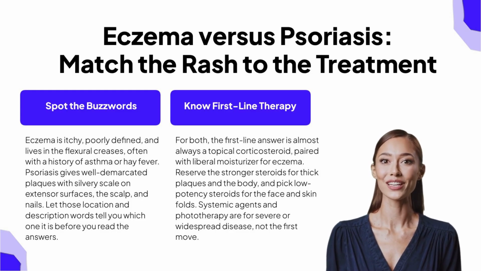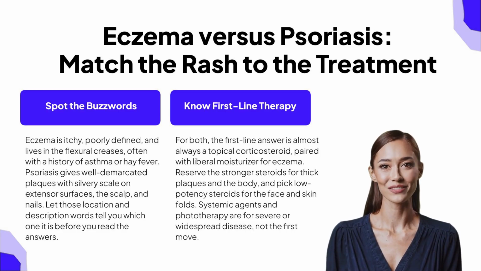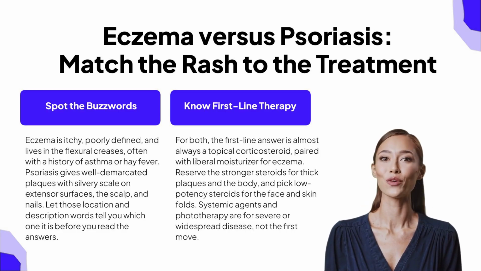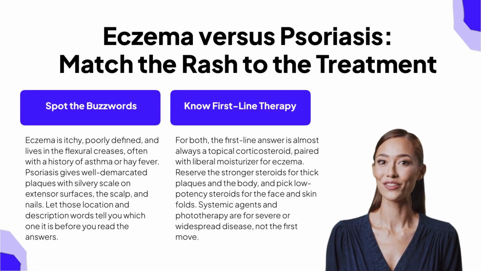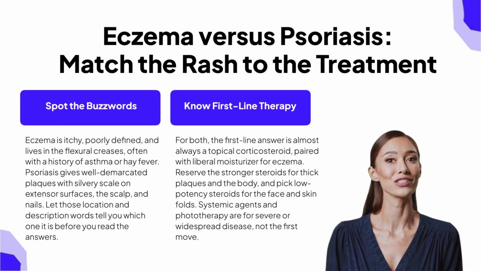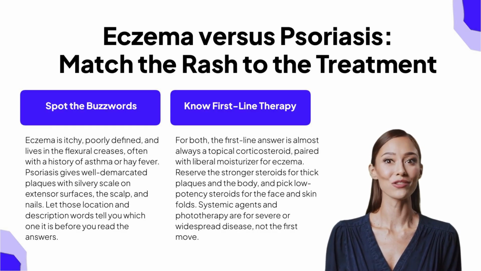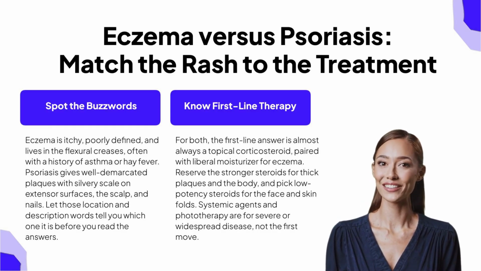For both, first line is a topical corticosteroid, and for eczema, you add generous moisturizer. Match the steroid strength to the site, low potency on the face and skin folds, stronger agents for thick plaques on the body. Systemic medicines and light therapy are reserved for severe or widespread disease, so they are rarely the first best step.